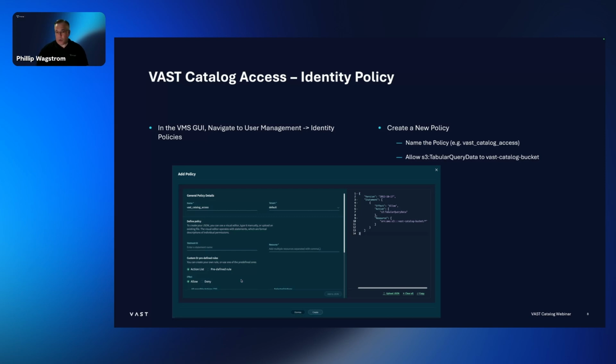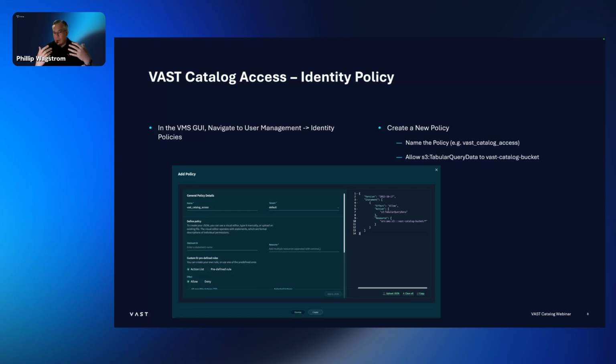So in order to create an identity policy, we navigate to the GUI, or however you want to create your identity policy. Navigate into the GUI, go into user management, identity policies, and create a new policy. Call it whatever you wish. In this case, I'm using VAST catalog access, but we need to grant it some rights. There are some special actions used, specifically the S3 tabular query data access that is needed for being able to do these types of queries. So we need to allow that type of action to occur.